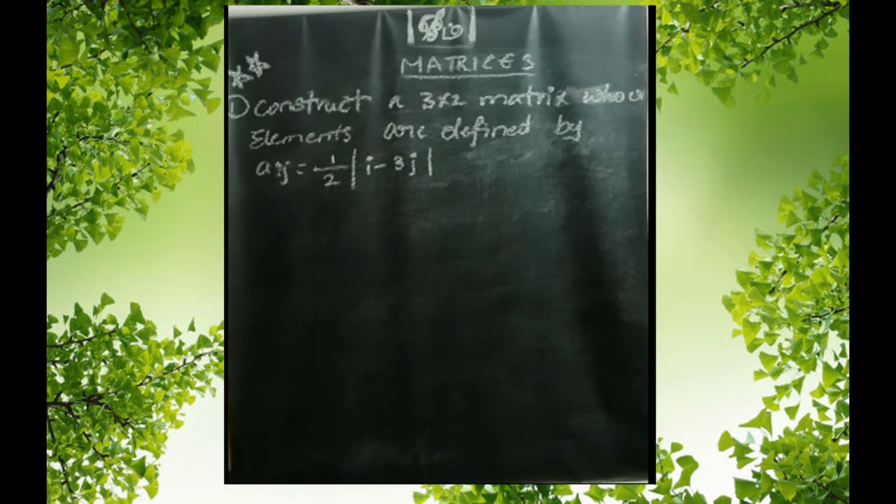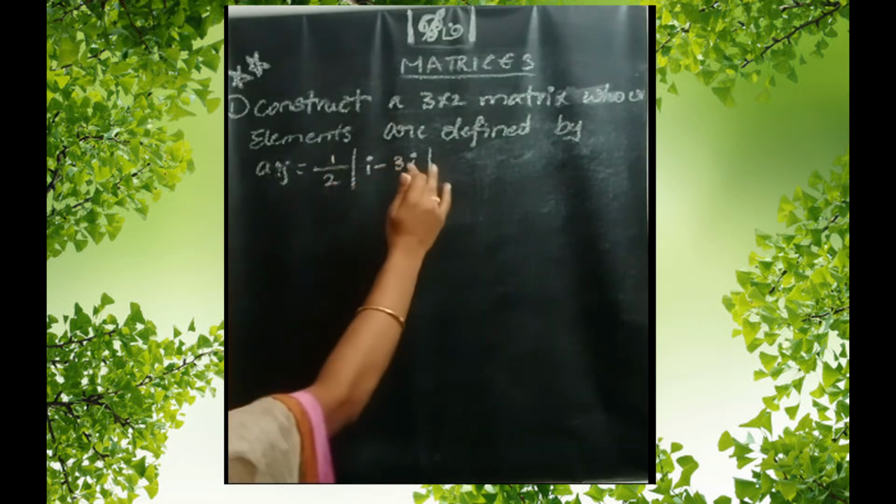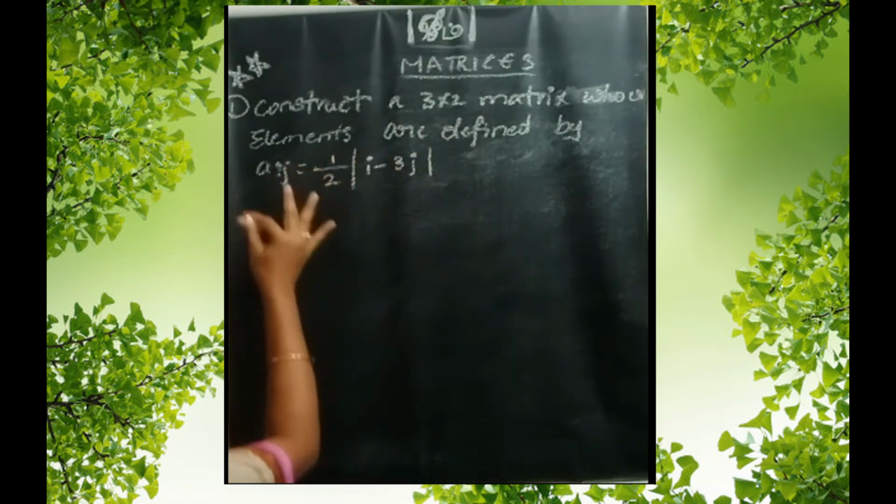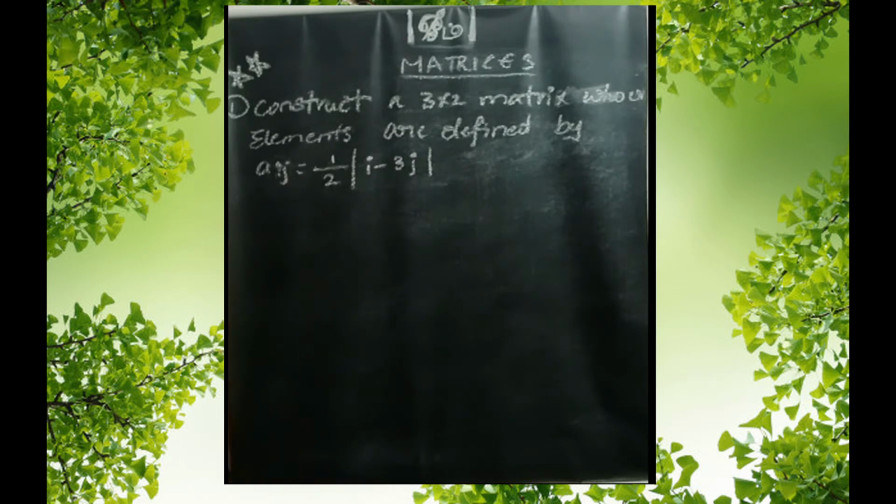In the previous section we have learned some example problems of matrices. Now in this section we will discuss some more problems on matrices. Okay, let's start. See here what's the question they have given. Construct a 3 by 2 matrix whose elements are defined by, they have given some hint like that. Okay, now first we have to construct.